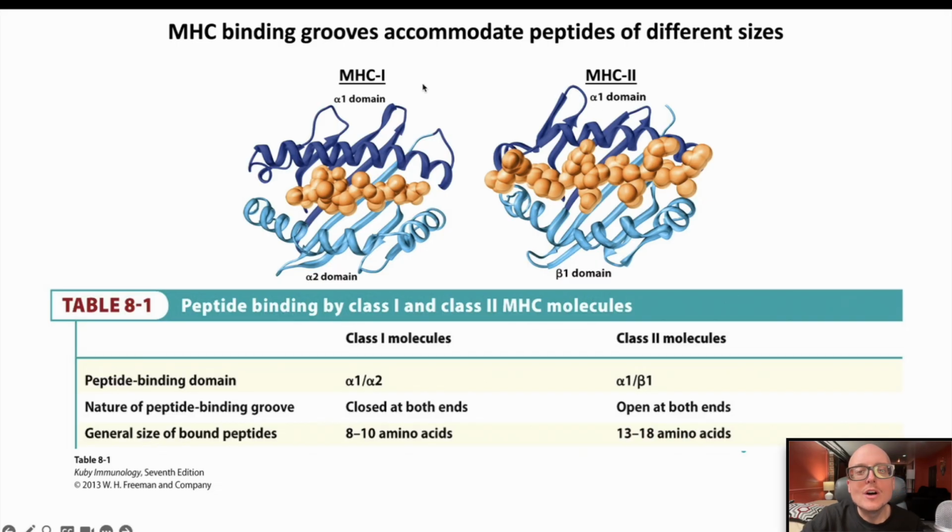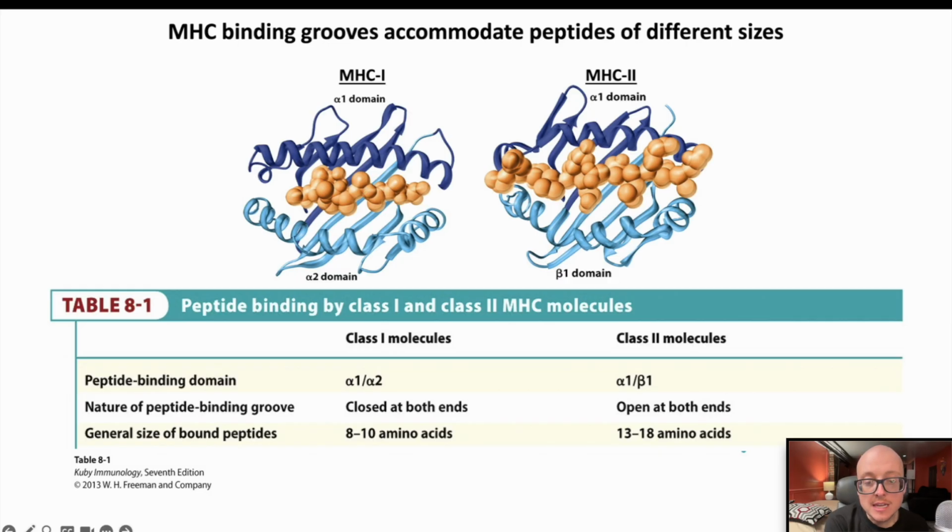You may recall, as we said in a previous video, that they are similar molecules, but they have some structural differences. So for example, MHC class 1, its peptide binding groove is formed by its alpha 1 and alpha 2 domains. And you can see here this top-down structural diagram. There are helices associated with both of those domains, and the peptide antigen fits right in between those helices. That's what's shown here in orange.